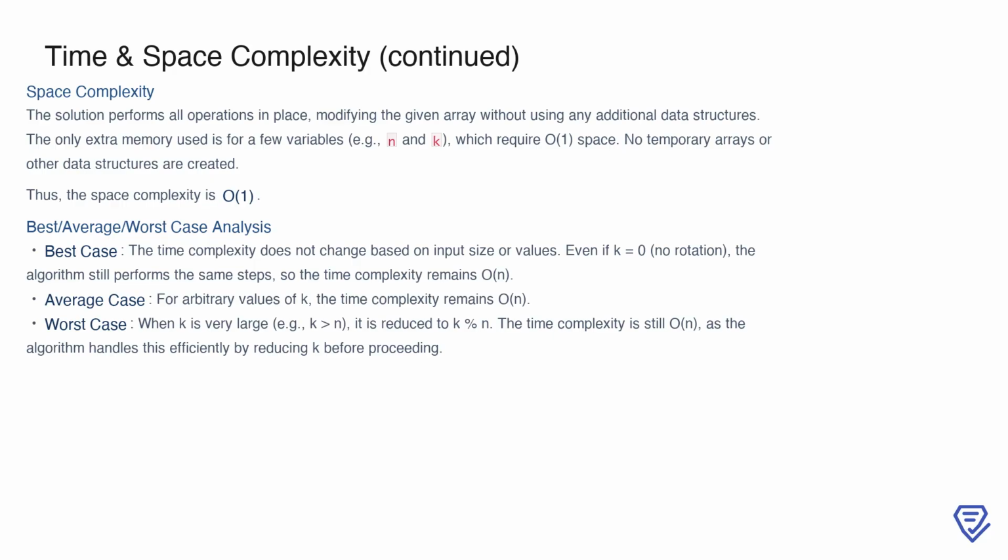Additionally, the best, average, and worst-case scenarios all share the same time complexity. In the best case, even if no rotation is needed, such as when k equals 0, the algorithm still performs the same steps, resulting in O(n). For the average case, with arbitrary values of k, the time complexity remains O(n). Finally, in the worst case, where k is very large, the algorithm efficiently reduces k to k % n before proceeding. This ensures that the time complexity stays O(n), regardless of the value of k.